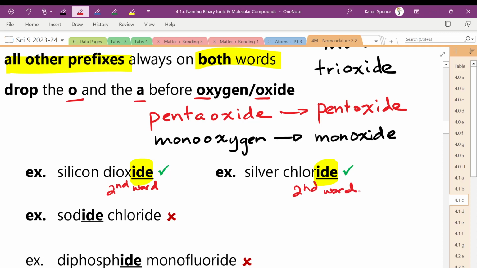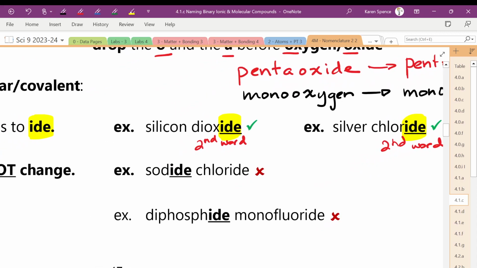How about the first word? Does the first word ending change? No. If you think sodide sounds great, you need to work on making it so it doesn't sound great to you, okay? So, no sodides, no diphosphide, monofluoride. The first word, there's no ide. Okay?